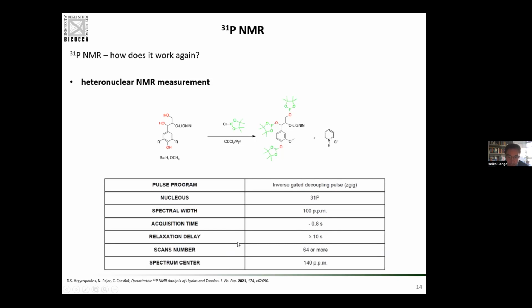Then relaxation delay. You have to be patient running a phosphorus NMR. It's not as quick as a proton NMR, obviously, right? But if you do the right relaxation time, you get good spectra. Run a certain number of scans, because otherwise we have a very unsatisfying signal to noise ratio.